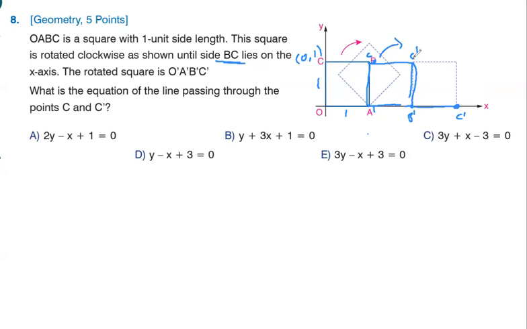I said this is C prime, but I would say maybe C prime prime, or I could say something else, but this is basically what we mean by the C prime based on what they want, but this could be C something, okay? So it doesn't really matter. Anyway, the question is asking for the equation of the line passing through C and C prime. Okay, so that is the line that we are looking for the equation for, okay?